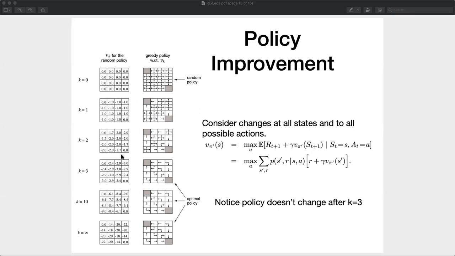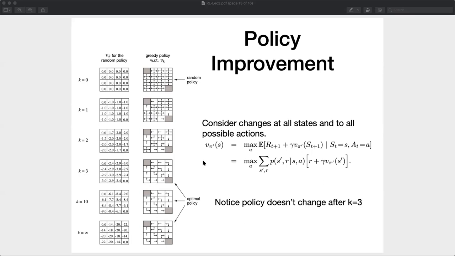These values will converge for these kind of finite systems. And here they show the value at k equals infinity. But notice that after about k equals 3, despite the values still improving, the policy is not changing anymore.